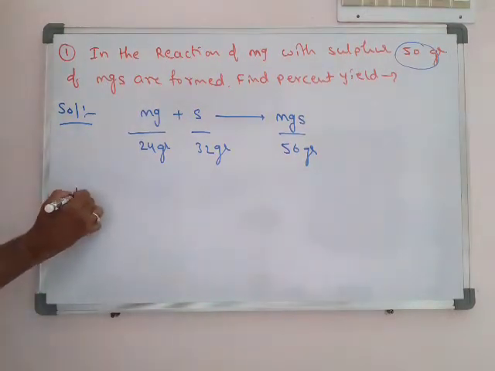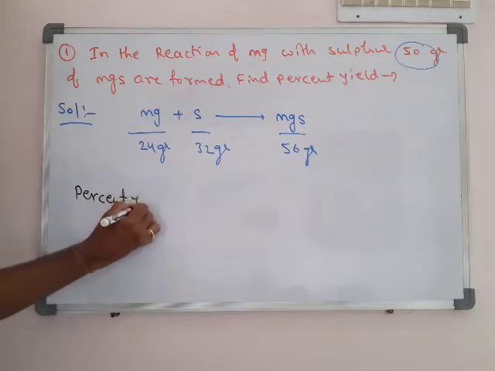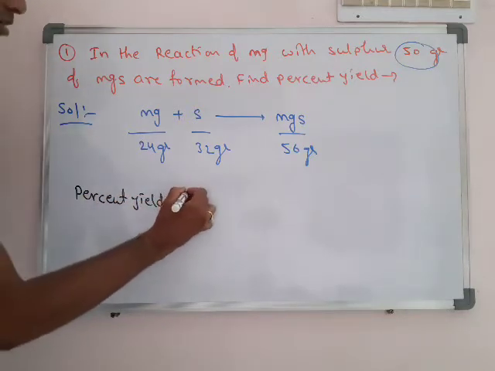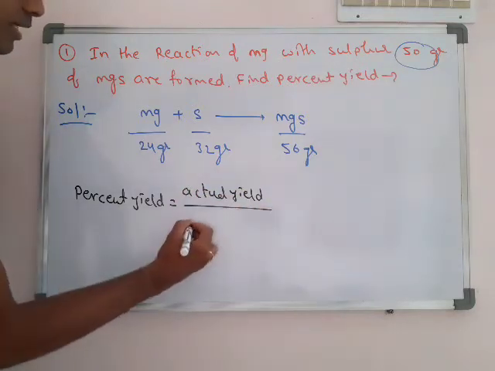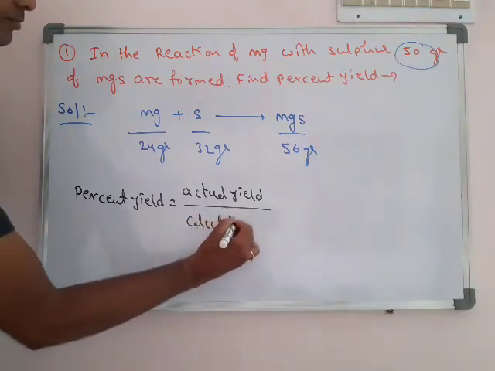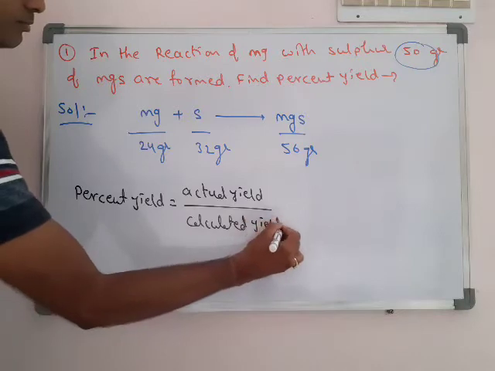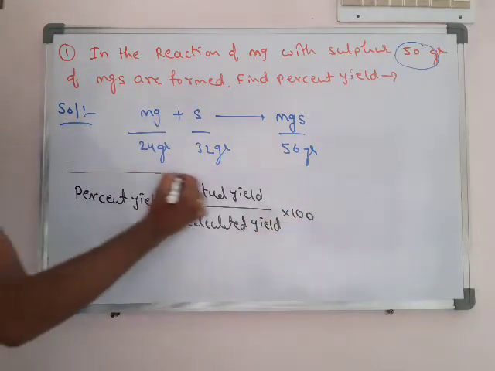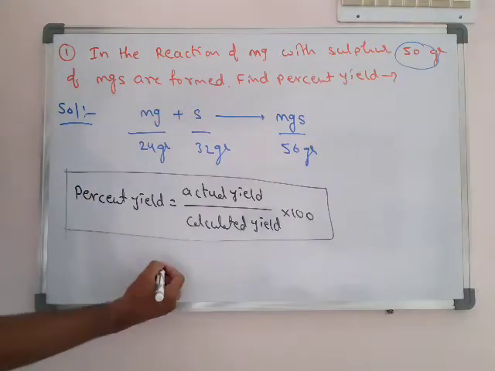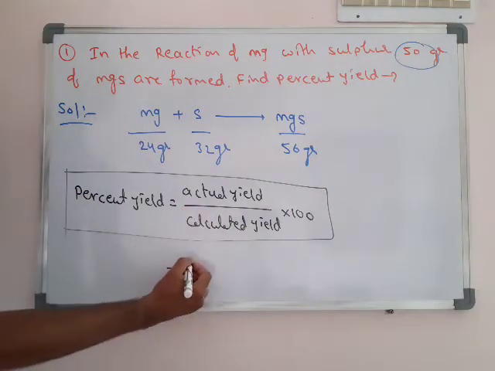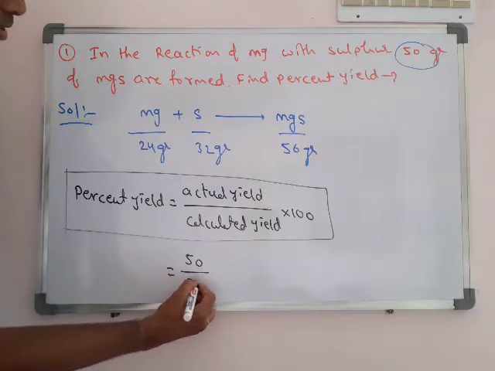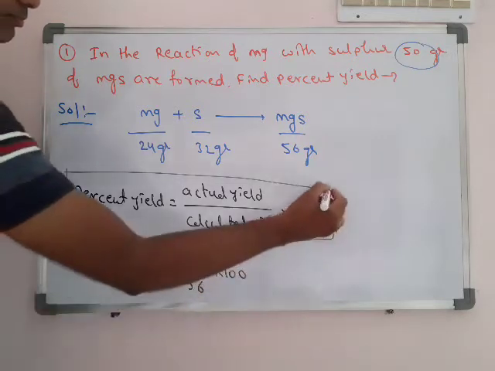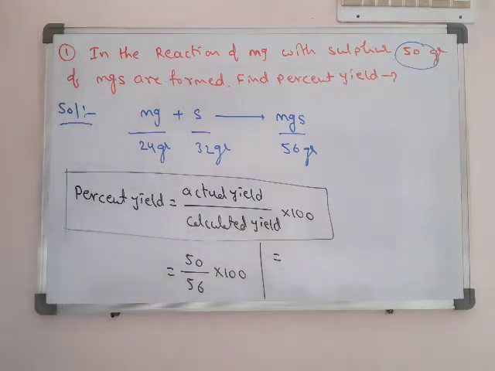So therefore, percent yield is equal to actual yield by calculated yield. In the actual experiment, only 50 grams is formed. So I can calculate, out of 56. So on this calculation, we will get 89.28.